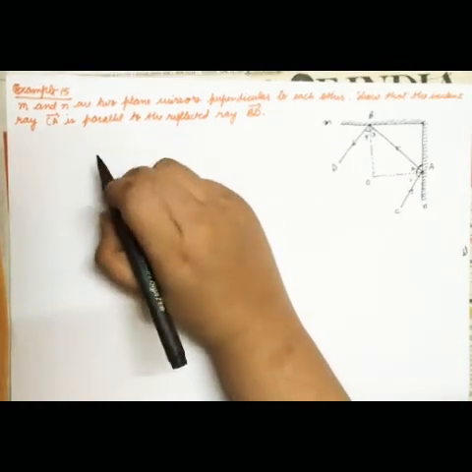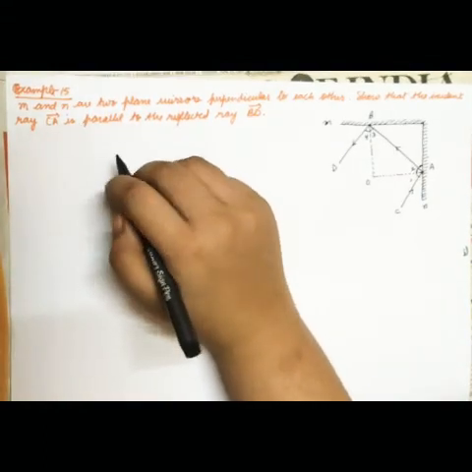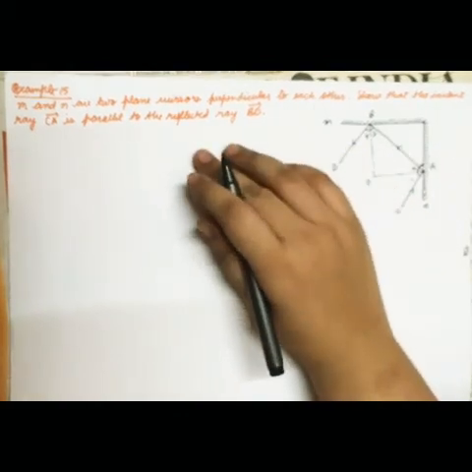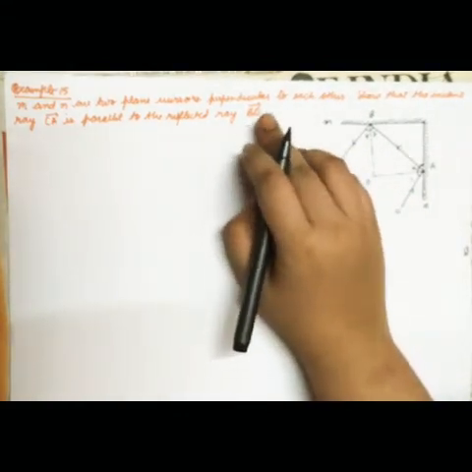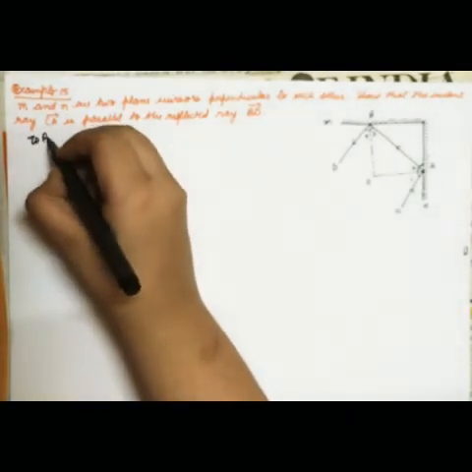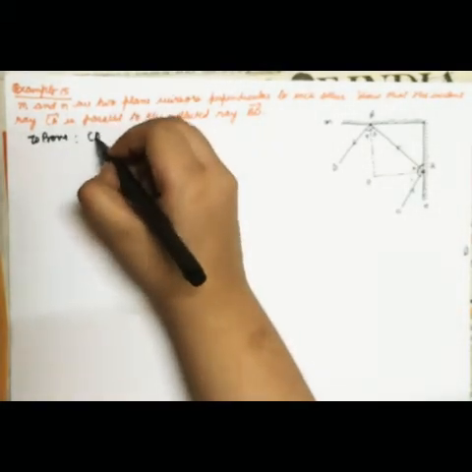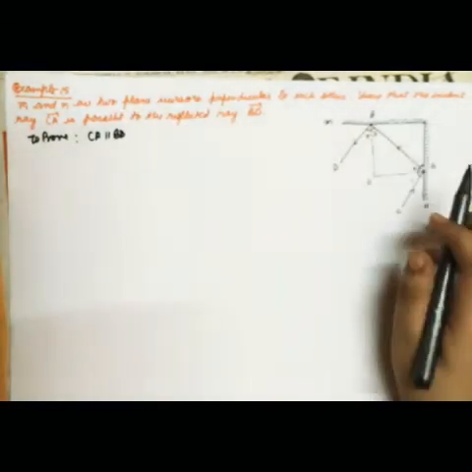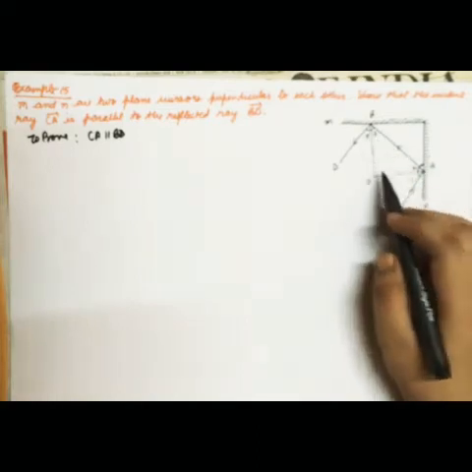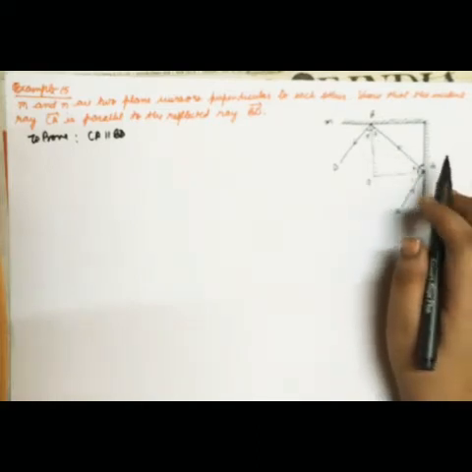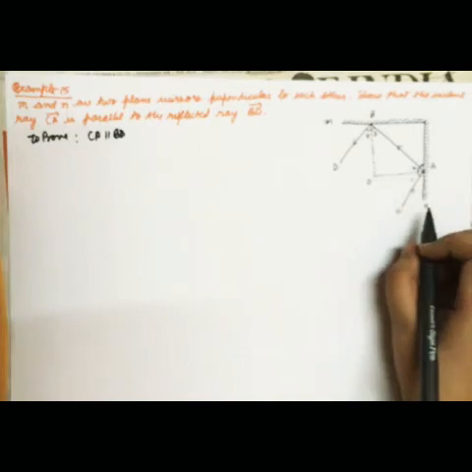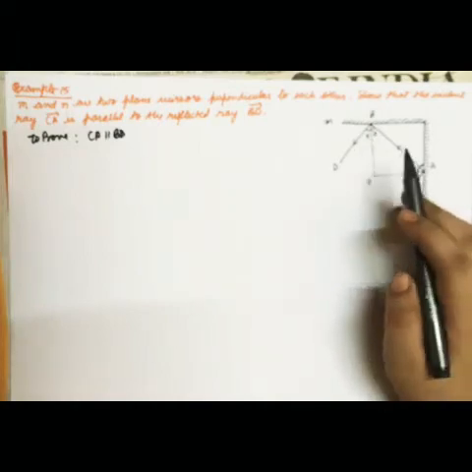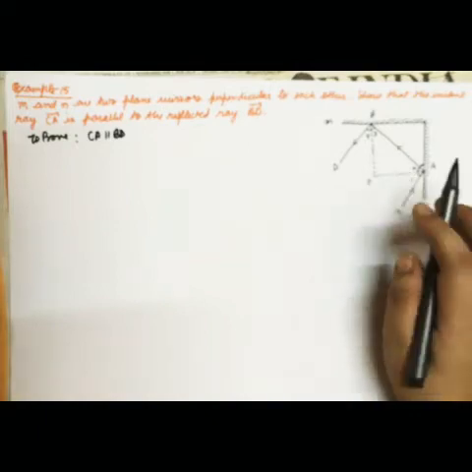Example number 15. In this, M and N are two plane mirrors perpendicular to each other. We have to show that the incident ray CA is parallel to the reflected ray BD. So in this we have to prove that CA is parallel to BD. Since mirrors M and N are perpendicular, and OB and OA are perpendicular to these mirrors M and N respectively, therefore we can say that OA is perpendicular to OB. Why? Because of the angle sum property of a quadrilateral.